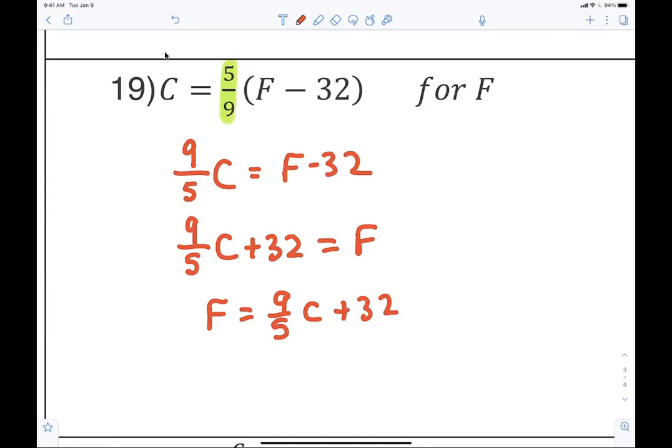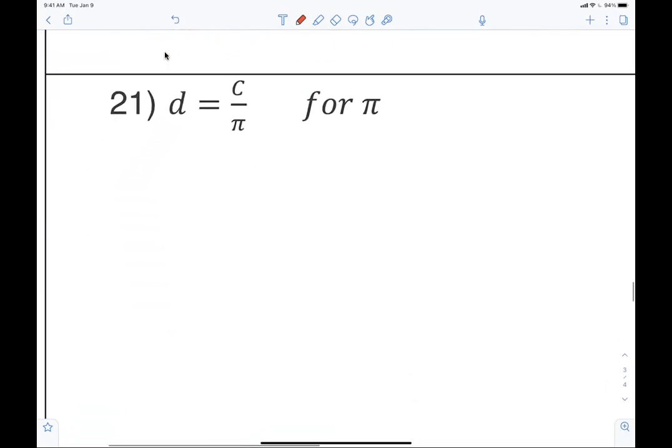Anybody have any issues so far? All right, Zeb. Solve for pi. What do I have to do here? I have a question about this one. Could you change the division? Yeah, so you're going to multiply both sides by pi. Very nice. So now we have pi d equals c.